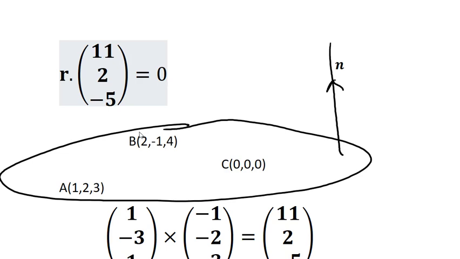Let's just double check I've got this right. I'm going to put in 1, 2, 3 into this equation here. So 1 times 11, 2 times 2 is 15. And then 3 times minus 5, negative 15. It's 0. And that will work for B as well. So that's how you find the equation of a plane given 3 points. It also tells you that if the constant is 0, that is telling us the origin is on the plane. Nice.